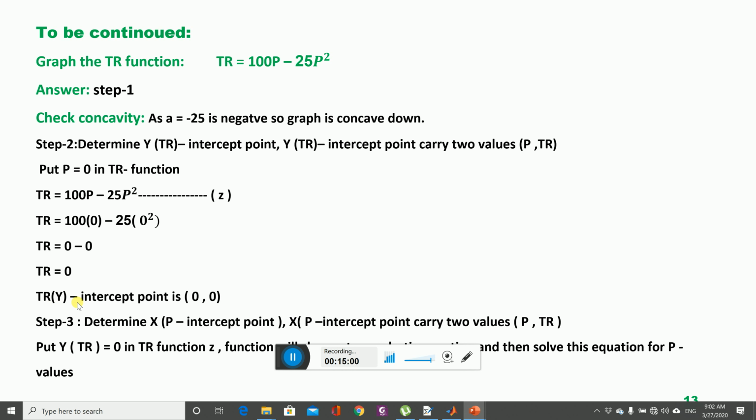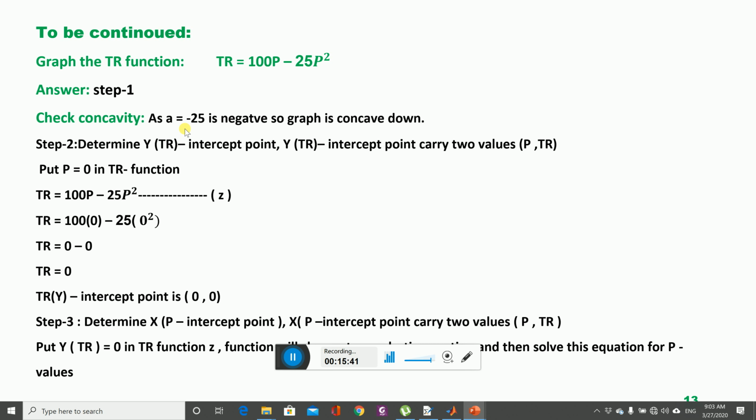Now we determine the total revenue intercept point, that is (0, 0). In the next step, define the p-intercept point. The p-intercept point will carry two values, one is price and the other is total revenue. So put y, total revenue, equal to 0 in the function. The function will automatically change from a quadratic function to a quadratic equation, and then we have to solve this quadratic equation for p. To determine the p-intercept or x-intercept, we put y, meaning total revenue, equal to 0.